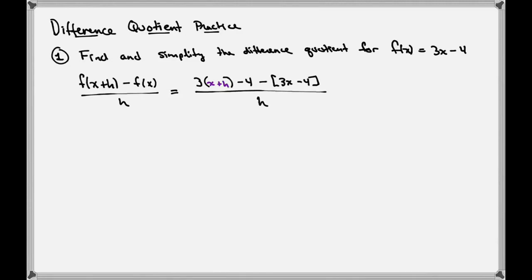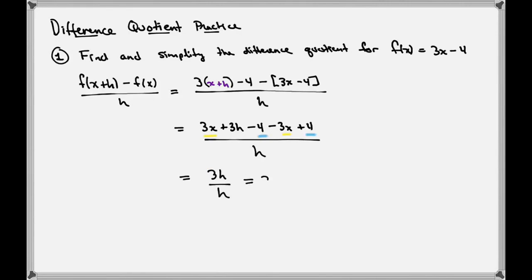Now I'll distribute the terms through, so it's 3x plus 3h minus 4 minus 3x, and again distributing the minus sign, plus 4. Everything is divided by h. Some terms will cancel, including the 3x's and the 4's. We'll be left with 3h over h. Those cancel out, and I'm left with 3. So the difference quotient for this linear function is always equal to the value of 3.